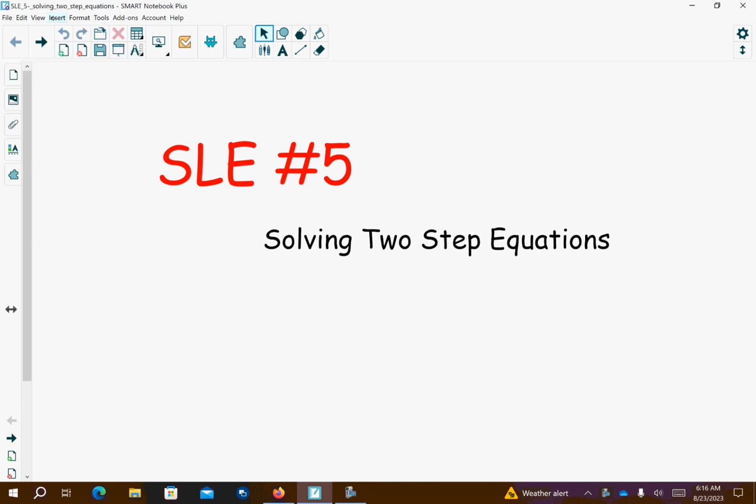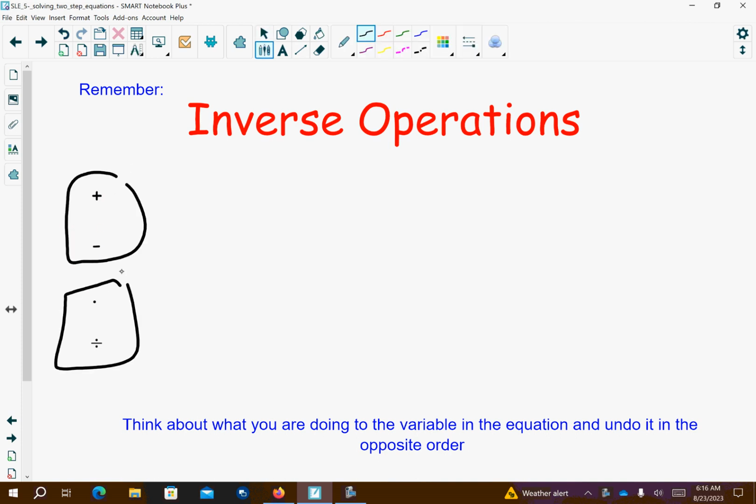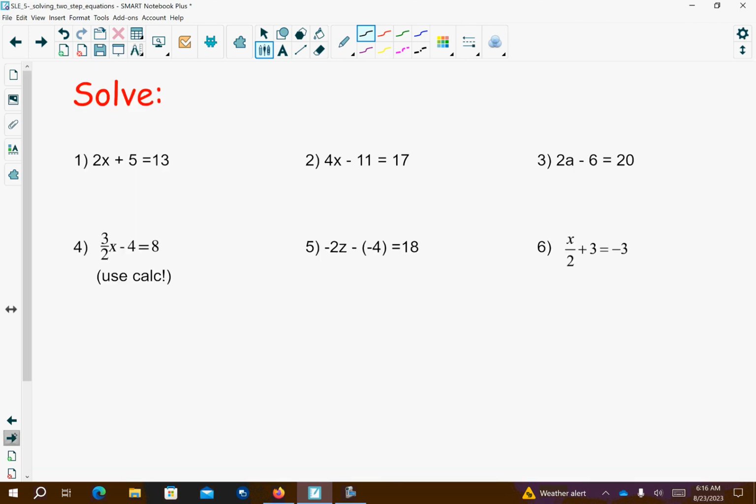All right, so a two-step equation means we have to do two math operations in order to solve a problem. So remember, addition and subtraction, they undo each other. Multiply and divide, they undo each other. So what we will do is we're going to go in this order. We will add or subtract to get the letter by itself first, and then we'll multiply and divide to get it second. Okay. Calculator tips, let's not worry too much about that.